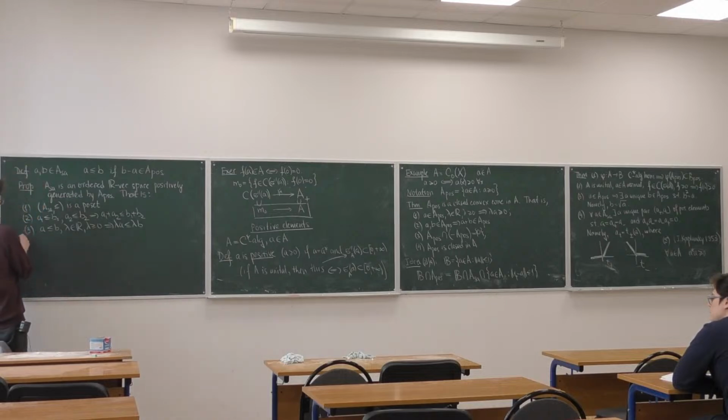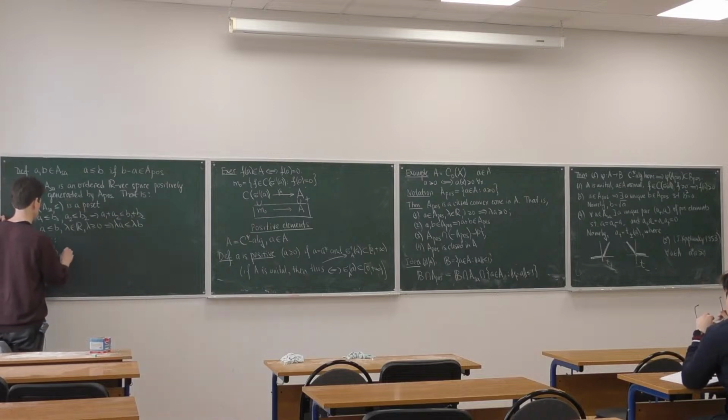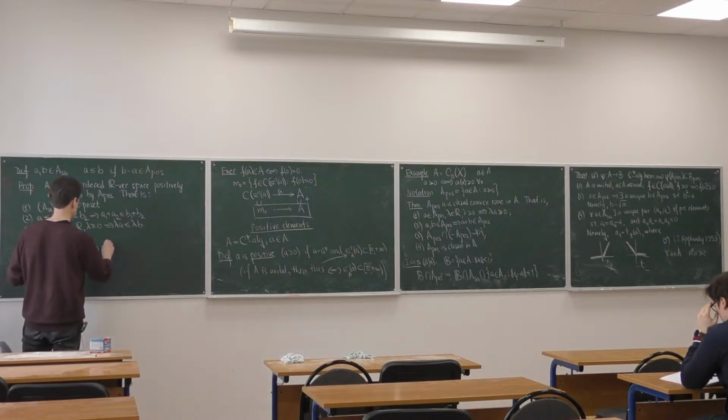Moreover, this order relation is somehow related to the multiplicative structure on A. So property 4: if A is less than or equal to B, and X is an arbitrary element in A, then we have the following inequality.